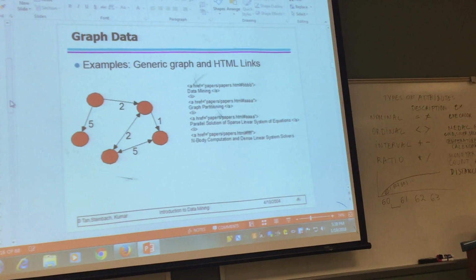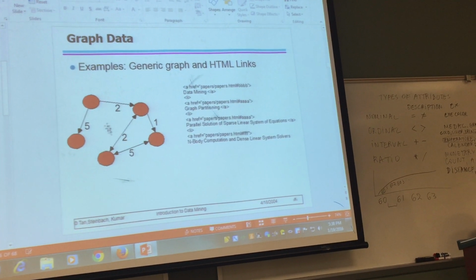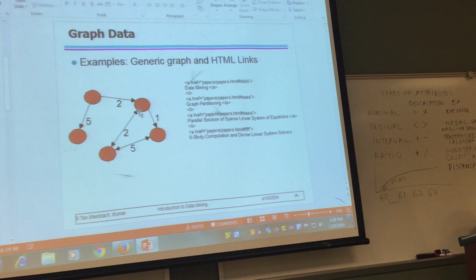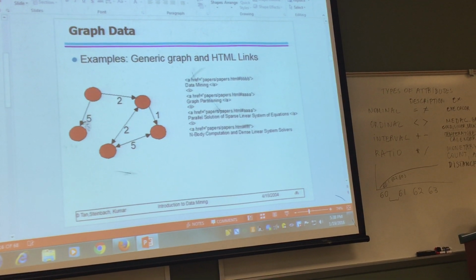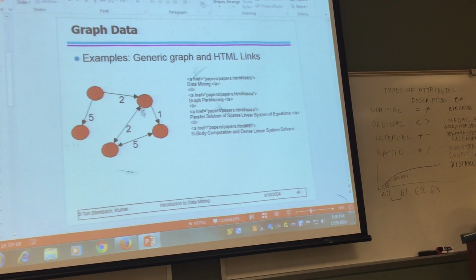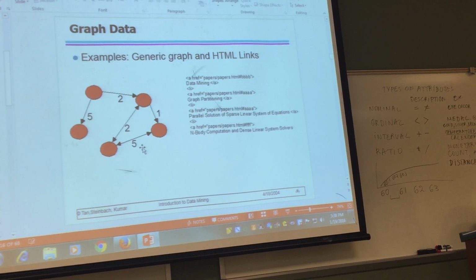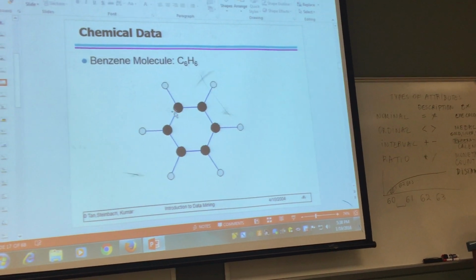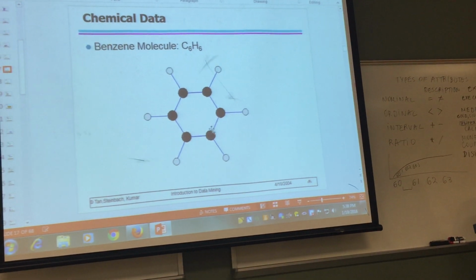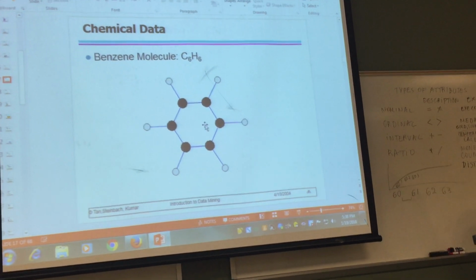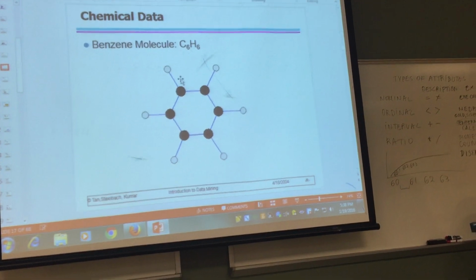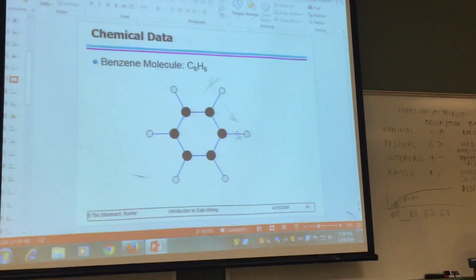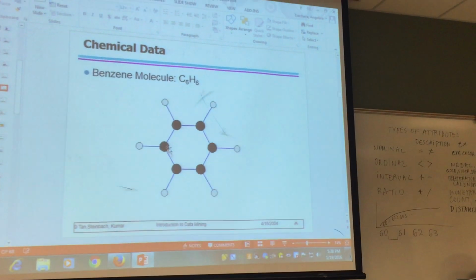So when we say graph data, then we have links from one point to another data point. Chemical data could also have some graph-looking structure to it. So for example, this is a chemical molecule, and again we have links between the data points or nodes.